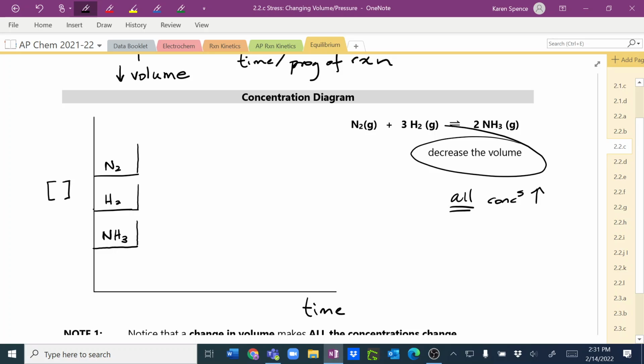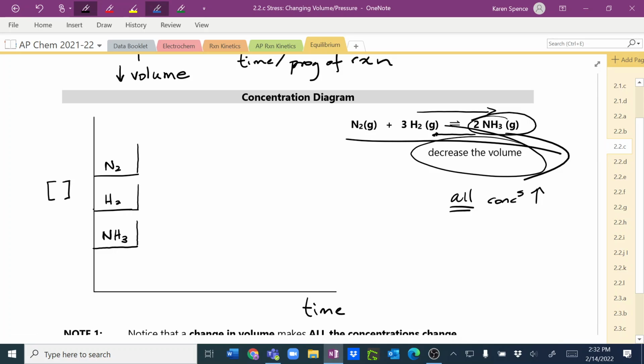So now, which way are we shifting if we decrease the volume? We are shifting to the right because remember the forward rate increases and the reverse rate also increases, but not by as much because there are fewer gas molecules. Okay, so we are shifting to the right. So my concentration of NH3, if I'm shifting to the right, should go up. Okay.